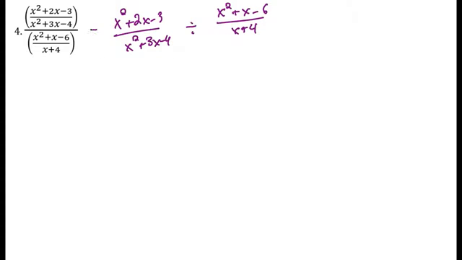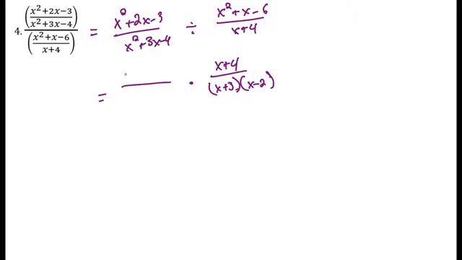Number 4, we have a complex fraction here, and a complex fraction is really just a division question. You have the numerator, which happens to be a rational expression, divided by the denominator, which also happens to be a rational expression. When I divide two rational expressions, I multiply by the reciprocal. So x plus 4 is now in the numerator, and x squared plus x minus 6 is in the denominator. To save some time, I'm going to factor that into x plus 3, x minus 2, because negative 2 times 3 gives me negative 6, and 3 plus negative 2 is 1.